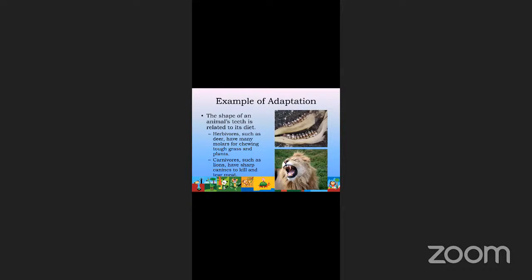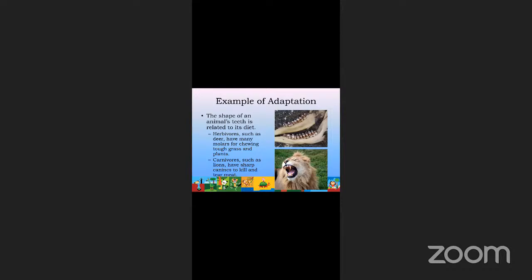Then next is adaptation. So adaptation according to their food, the diet. That means if we see the teeth of animals, we can know what their food habit is. So the adaptation of animals' teeth according to their diet or food habits.